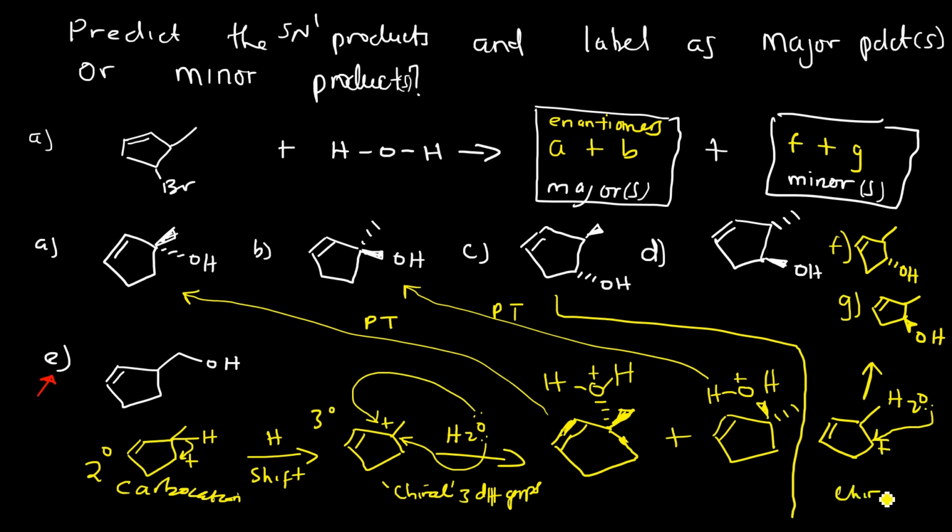One would call that cation chiral in parentheses, because it's not the right term to use there anyway. So you could either attack from the bottom face or the top face. After proton transfer, you're gonna get these two guys. I hope that is clear. Do you have a question on it?